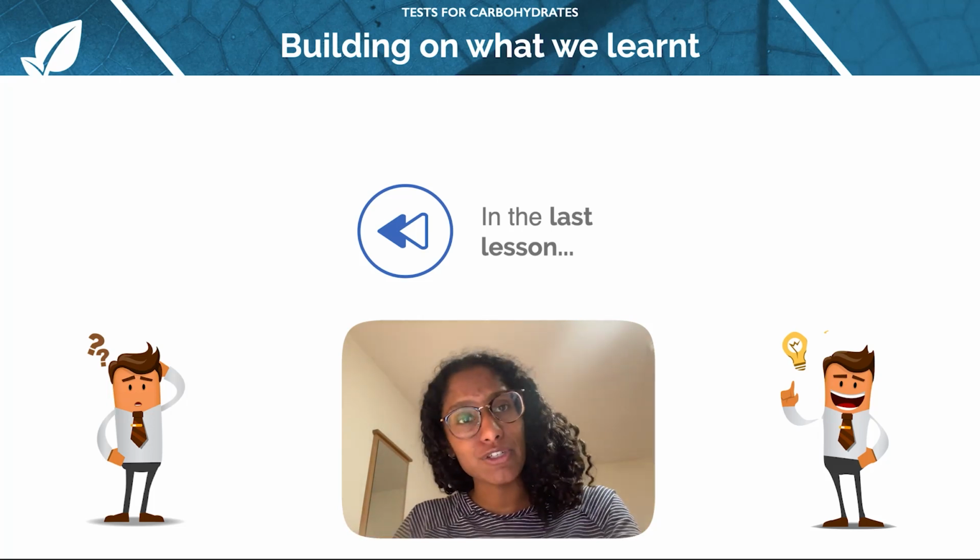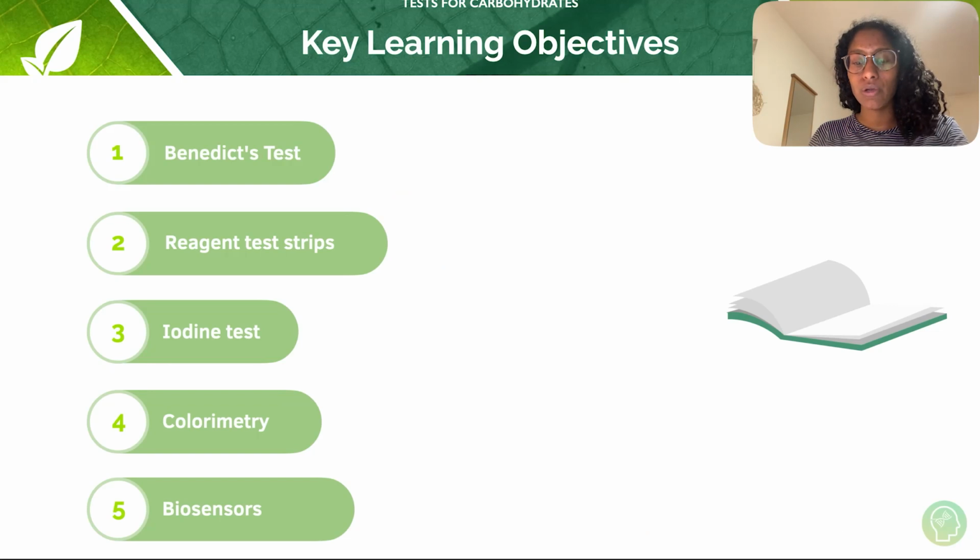Now today we're going to do a bit of a topic flip and think about how we test for carbohydrates. So we're going to look at Benedict's test, and how that's applied to real life in reagent test strips. We'll then go on to have a look at the iodine test, and then again look at how these are adapted into our everyday living life in colorimetry and biosensors.